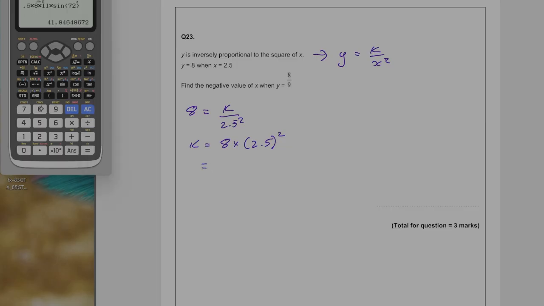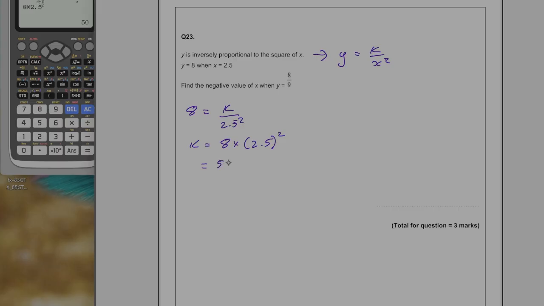Right. So 8 is equal to k times 2.5 squared, so k is going to be equal to 50. So y is going to be equal to 50 over x squared. And we want to find x when y is 8 over 9.